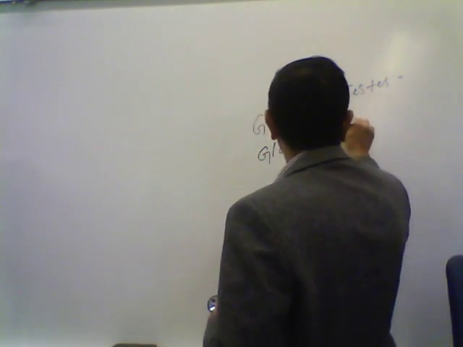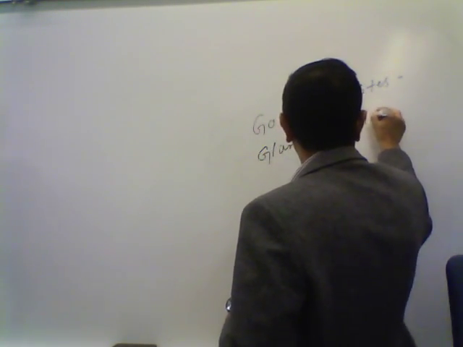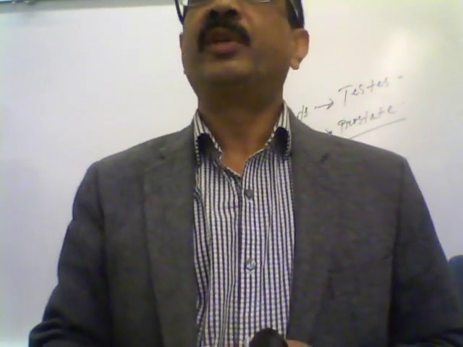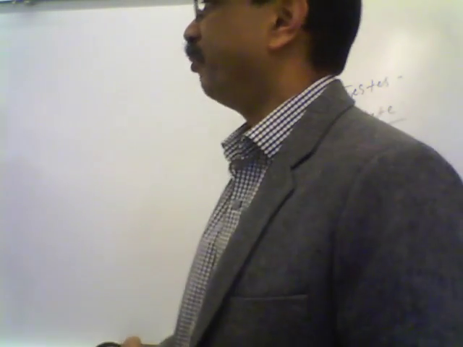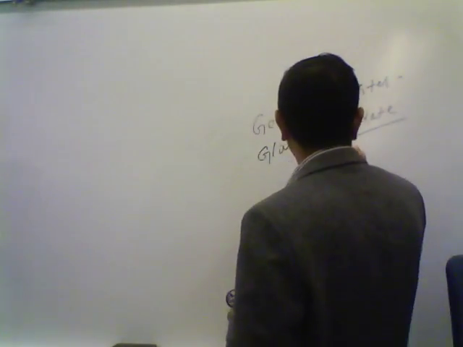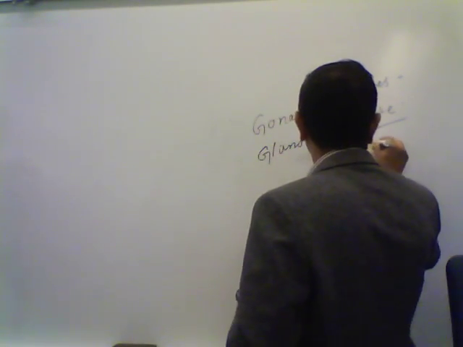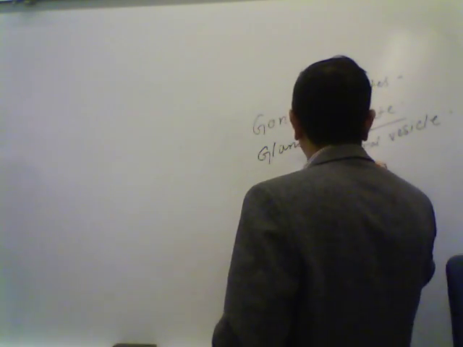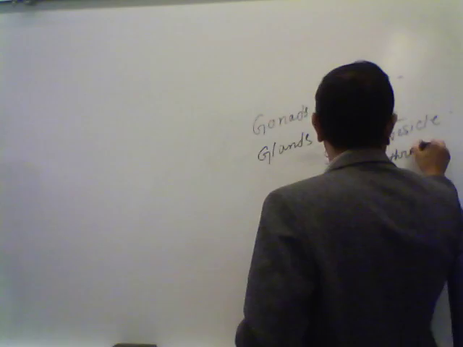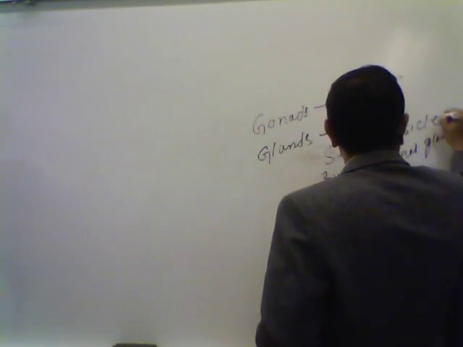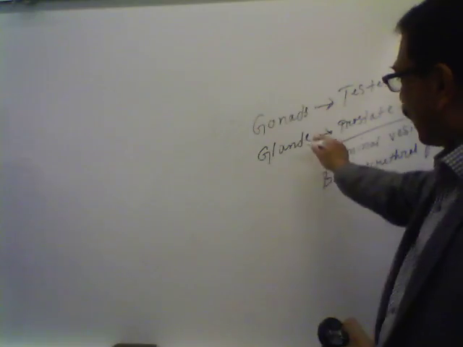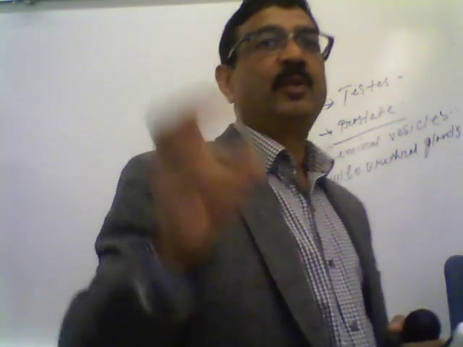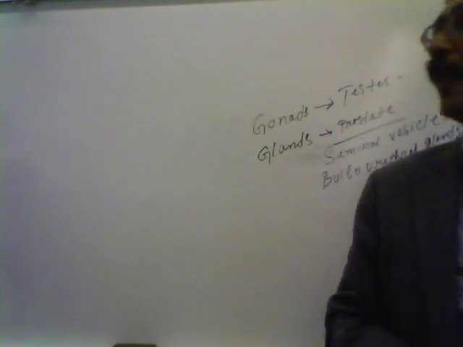Glands are prostate, that's the main one. Also, you have bulbourethral gland and seminal vesicle. Let me write it down here. Seminal vesicle and bulbourethral glands. So, those are the glands in male reproductive system. One prostate, two seminal vesicles, two bulbourethral glands.